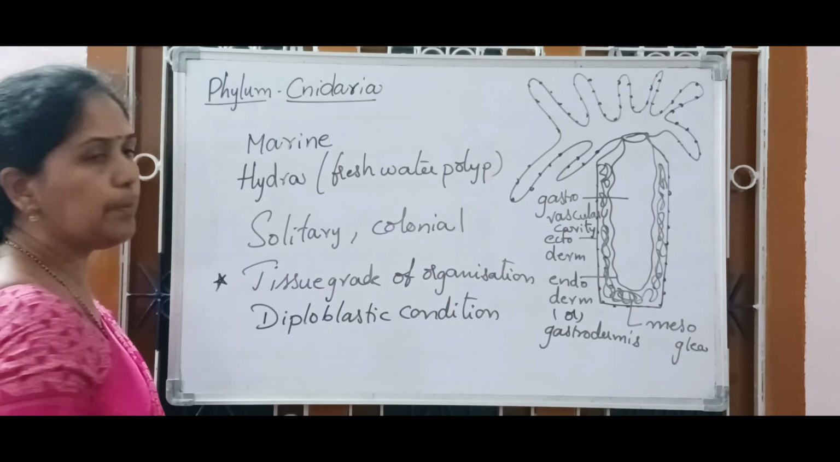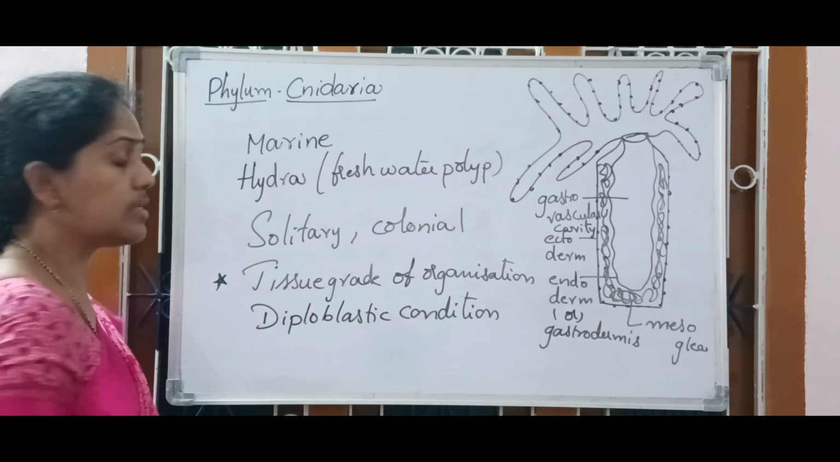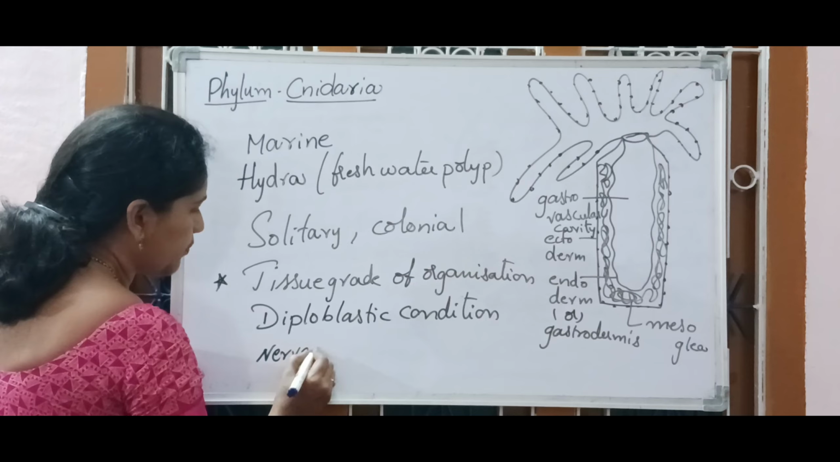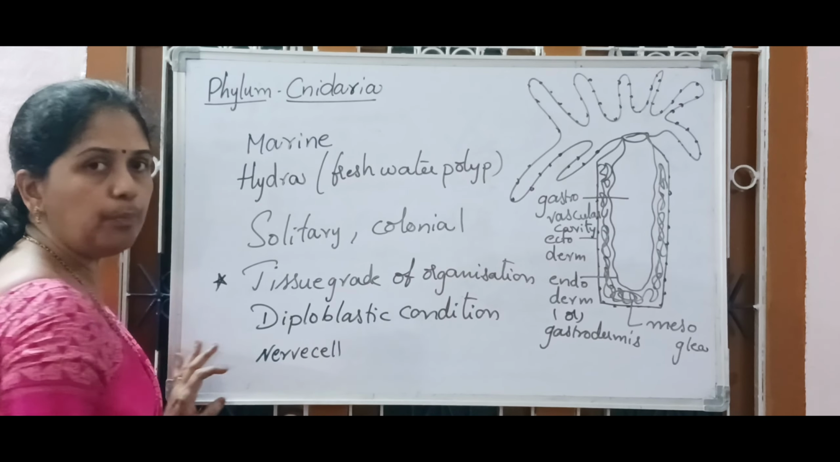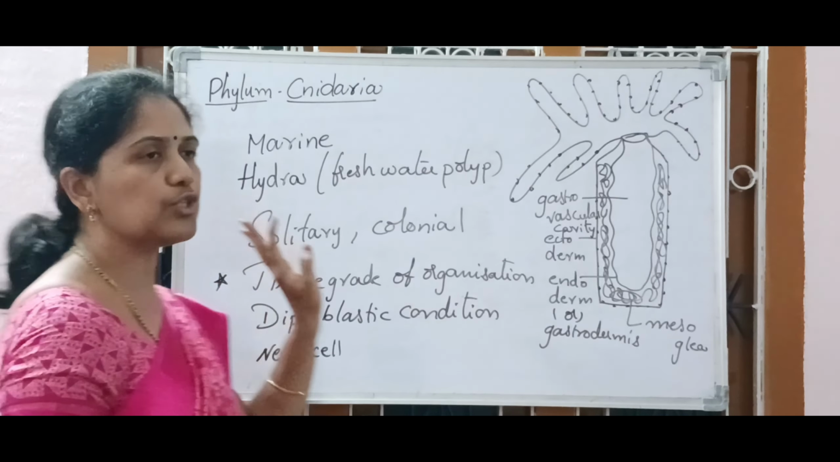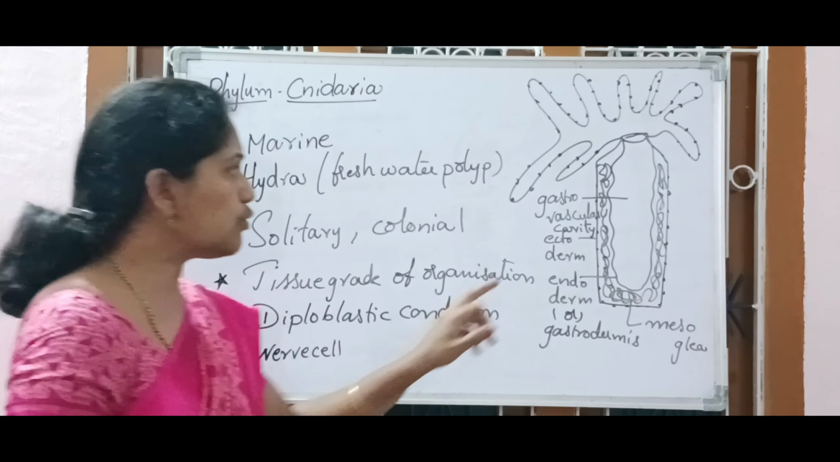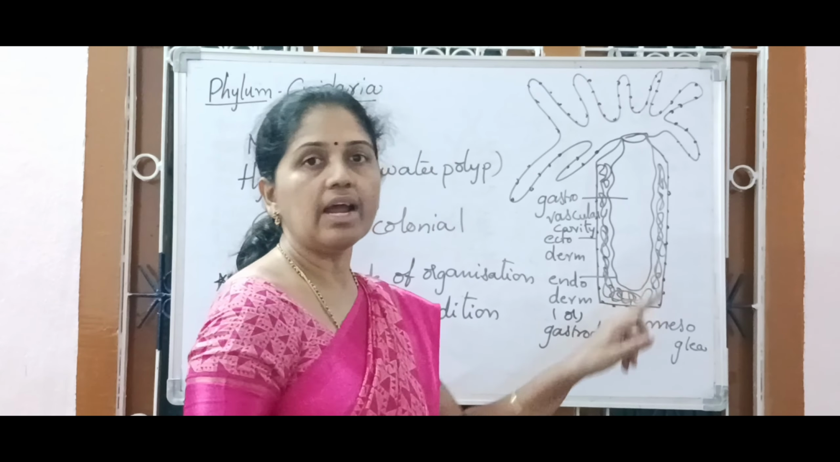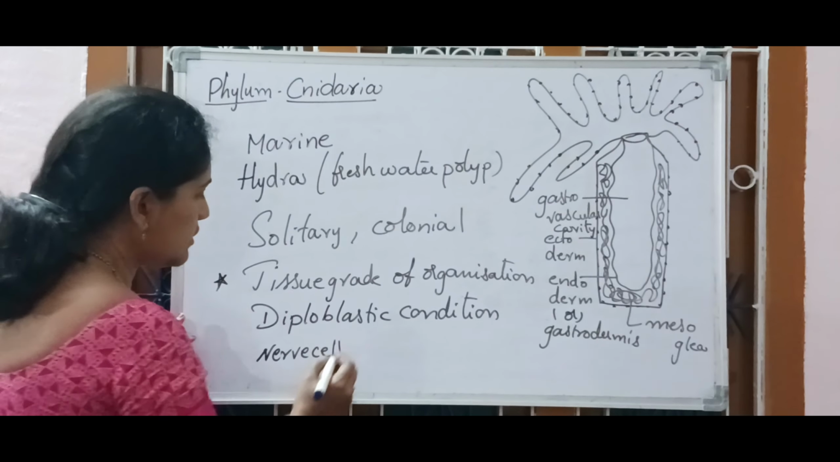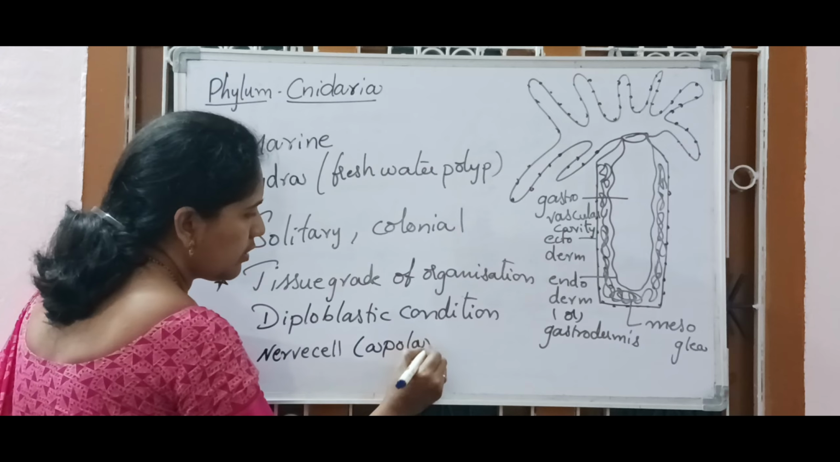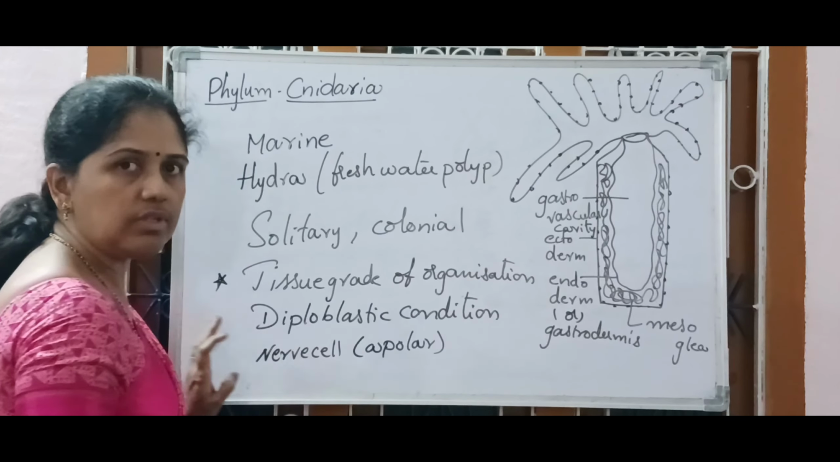Now, the next important point is that nerve cells are observed for the first time. There is no brain for the cnidarians. Only a network of nerve cells is observed, that too in the gastrodermis layer. And these neurons are called apolar neurons.